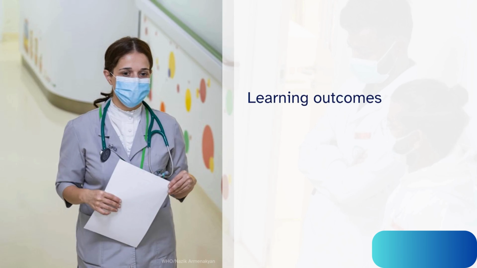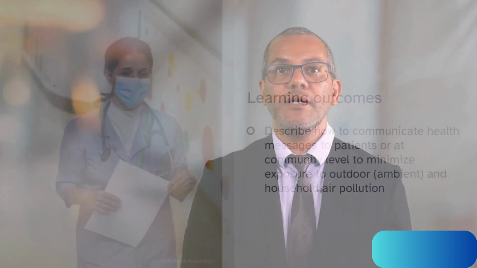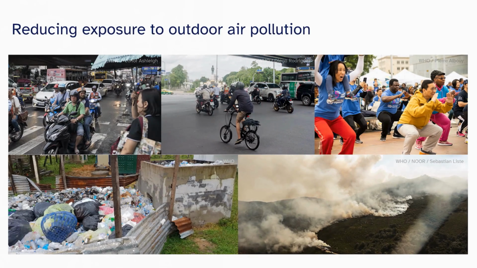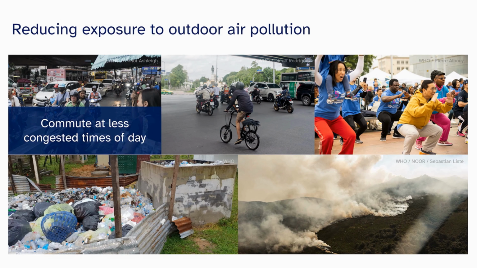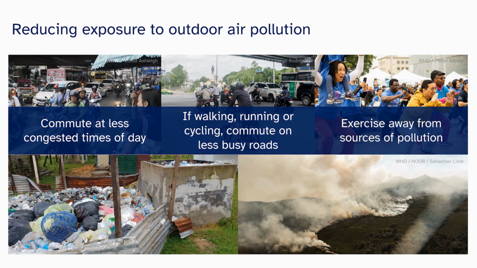By the end of this unit, you will describe how to communicate health messages to patients or at community level to minimize exposure to outdoor and household air pollution. Key messages for outdoor air pollution reduction strategies include: reduce exposure to traffic-related air pollution by commuting at less congested times of the day, or, if walking, running, or cycling, to commute on less busy roads. Exercise away from sources of pollution, such as busy traffic.